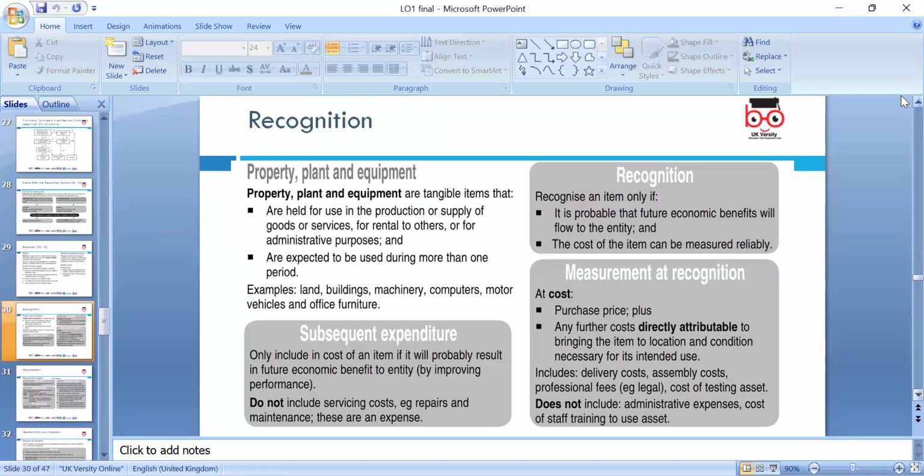Okay, then we discuss recognition criteria for property, plant, and equipment. We can recognize it as an asset in the books of account. We need to look at the depreciation as an expense. We need to look at the revaluation, measurement, and recognition: the cost, the price, the delivery charge, or the capital expenditures which we can capitalize.